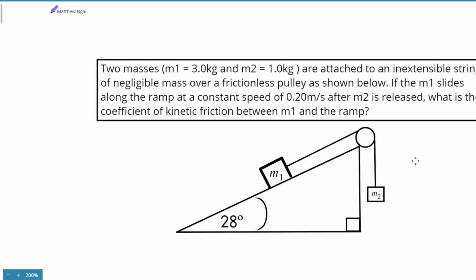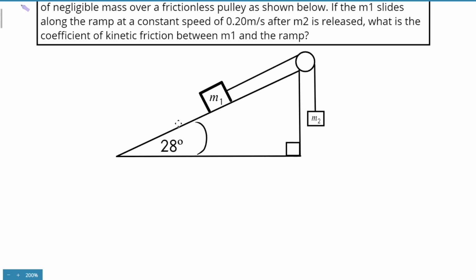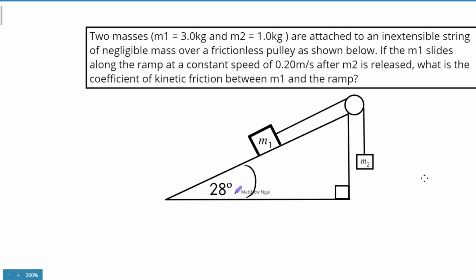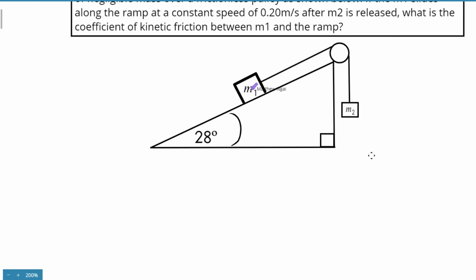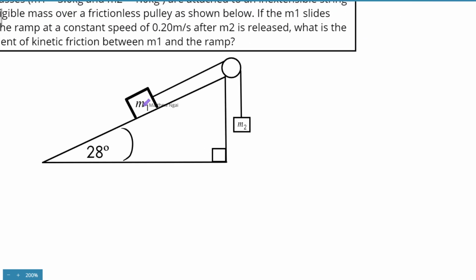So the first thing we should do, and the easiest because we'll need it, is to find the weight of m1 and m2. So I'll calculate that right here. And meanwhile, I will draw the forces acting on the two weights or masses.